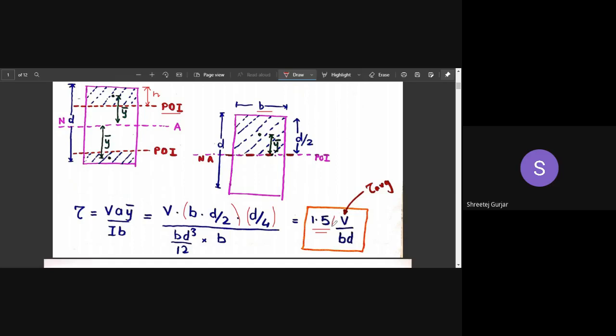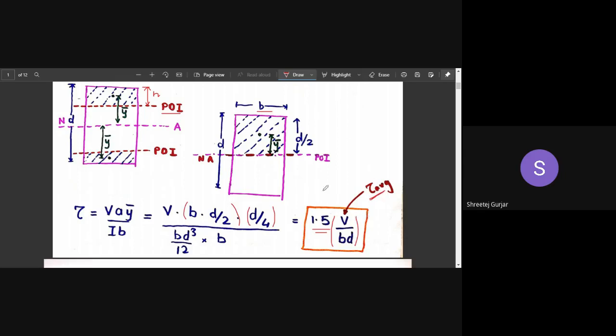Okay, now this V by BD, what we can say, this is looking like an average value, right? So we will term it as 1.5 tau average. Maximum shear stress occurs at the neutral axis, which can be found out as 1.5 into tau average. What is tau average? It is V by BD.